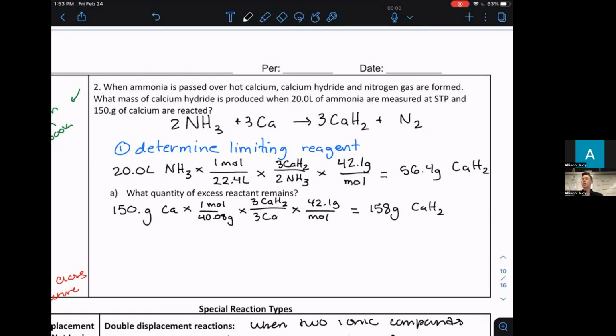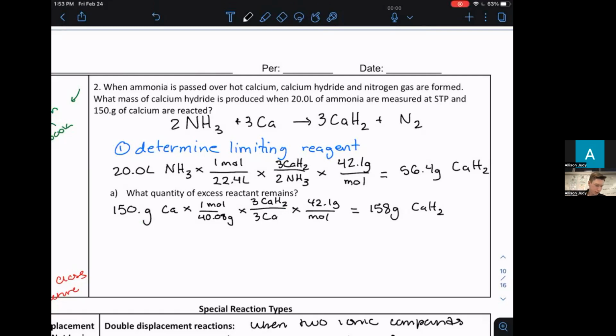Yeah, to determine the limiting reactant, you have to figure out which reactant would produce less product. So here we determined that 150 grams of calcium would produce 158 grams of calcium hydride, and then 20 liters of ammonia would produce 56 grams of calcium hydride. So this tells us that ammonia is our limiting reactant, or our limiting reagent, because it produces less calcium hydride according to our theoretical conditions.